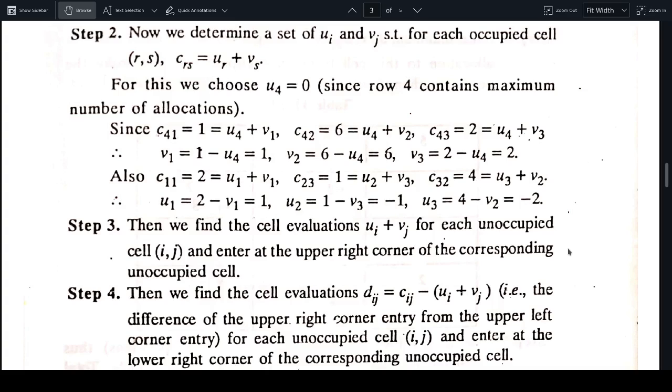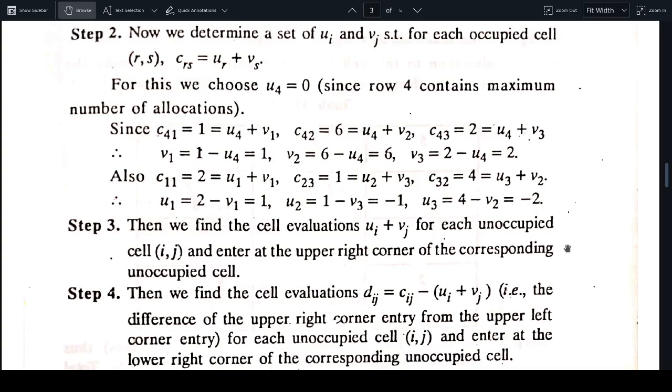Okay. In your exam, you will not write step 1, step 2, or the cell evaluation Ui plus Vj for each occupied cell and enter at the upper right corner. This is just for your understanding, right? You cannot write this language also. There will be some extra time. So just find out U1, U2, U3, U4, V1, V2, V3, V4. Then you move to the next table.